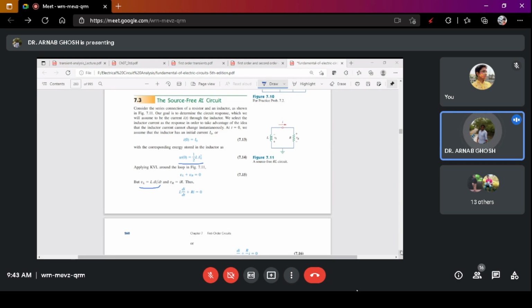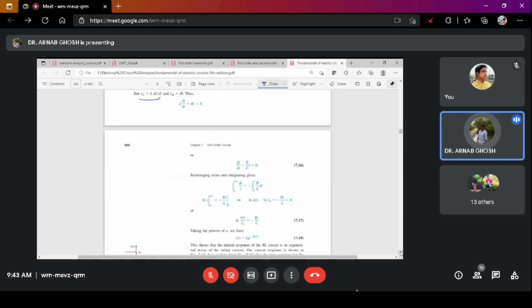So if we are just trying to rearrange the term and integrate it, this will be di by dt plus R by L into I equal to 0. So integration from 0 to I. What is I0? I0 was the current at time t equals 0, and let's say the current at time t is I(t), that is, the current is dependent upon the time.